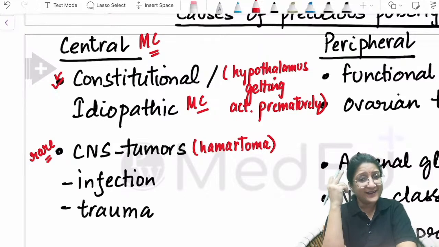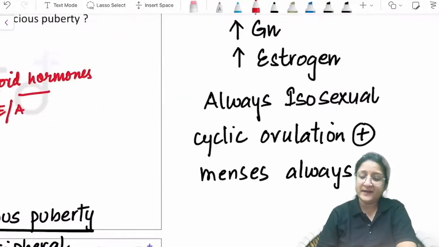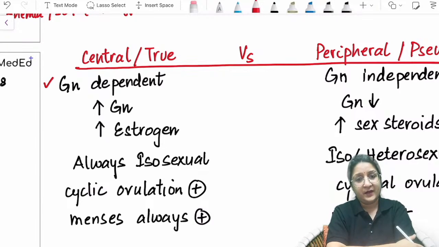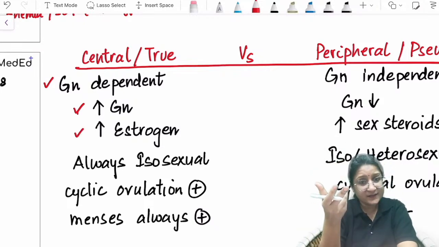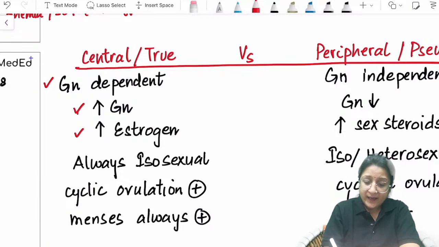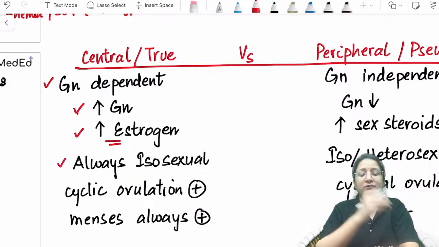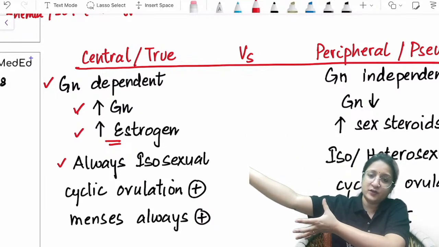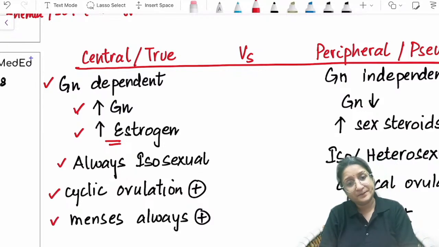So what does central mean? Central means it started from here at the top. It is gonadotropin dependent. So the central or true type of precocious puberty is dependent on gonadotropins. GnRH got activated, then gonadotropins increased, then estrogen increased. So obviously, in a female, if estrogen increases, she will have pubertal development like that of a female only. So it is always isosexual. And then cyclical ovulation that should have started at the expected age of puberty has now started earlier. So cyclical ovulation will also start. Menses will also start. So this is true precocious puberty. Now compare it with peripheral.